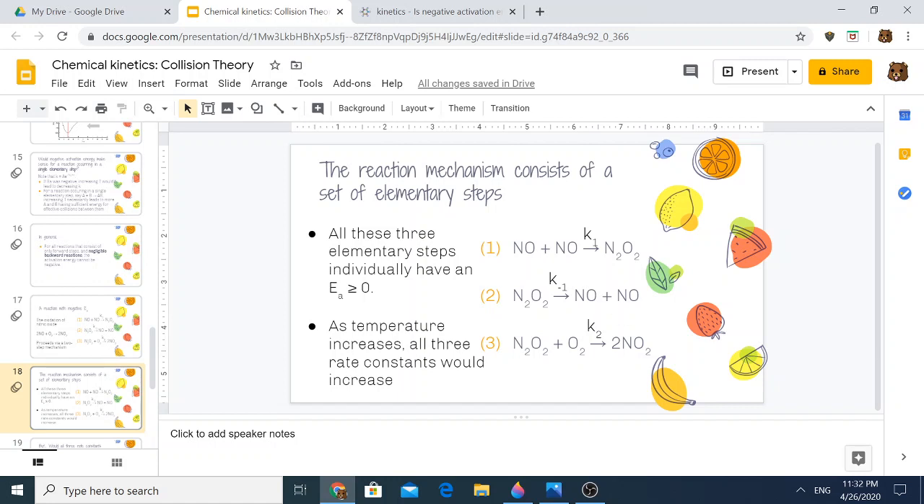Now, the key to why this reaction has a negative activation energy overall, not for the individual steps. The individual steps have at least equal to 0 activation energy, but overall, the combination of these three steps, the reaction has a negative activation energy, and I'll show you in the next slide.